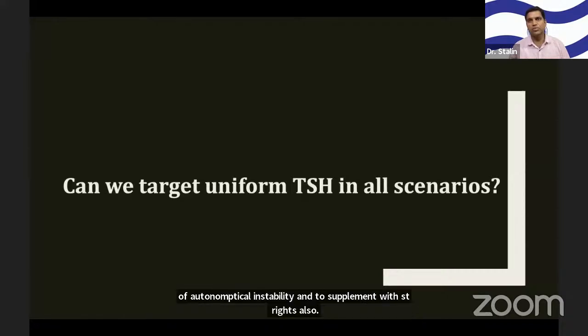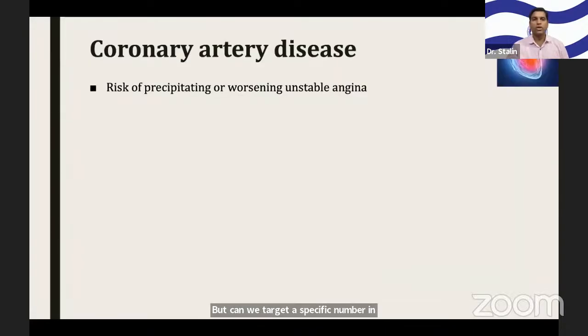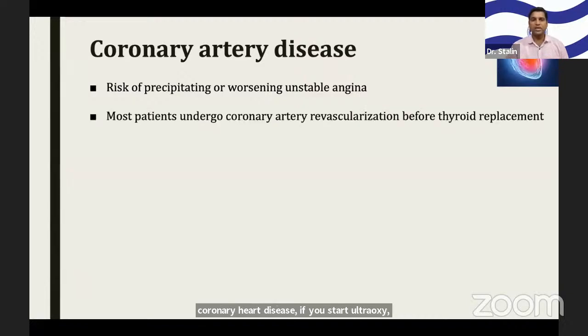Now that we understood we should treat hypothyroid patients with thyroid replacement, and we should try to achieve a normal TSH. But can we target a specific number in all the clinical scenarios? No. When it comes to patients with coronary artery disease, if you start L-thyroxine in those patients, there is a risk of precipitating or worsening unstable angina. So it is recommended that these patients should undergo CABG as soon as possible before starting thyroid replacement.